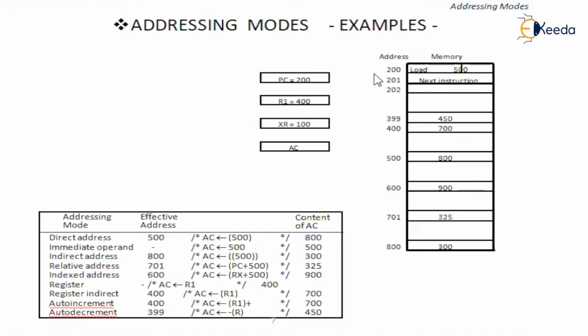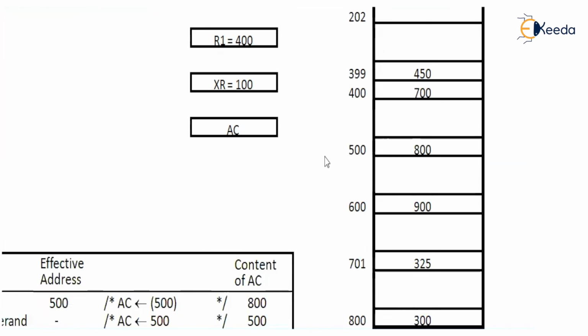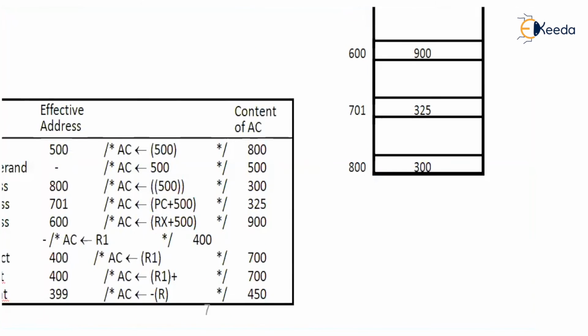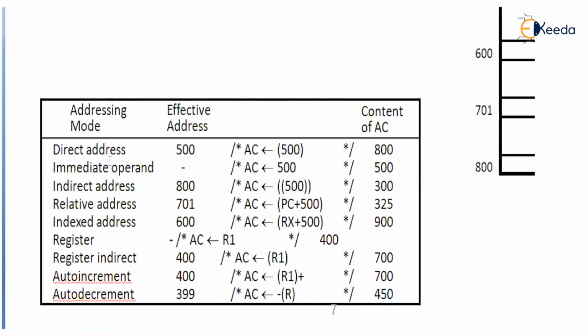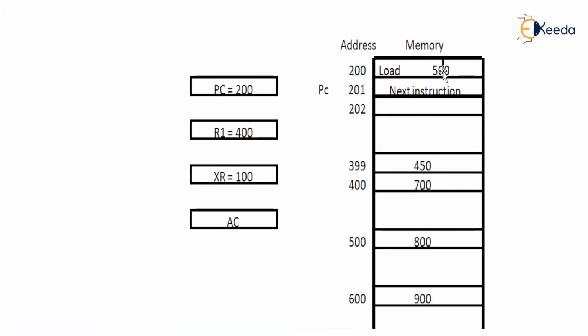Here, this 200 is, let us say, load 500. 201, the program counter is 201. Now let us talk about the various addressing modes calculation. Here, direct addressing mode. What is the address? Load 500.